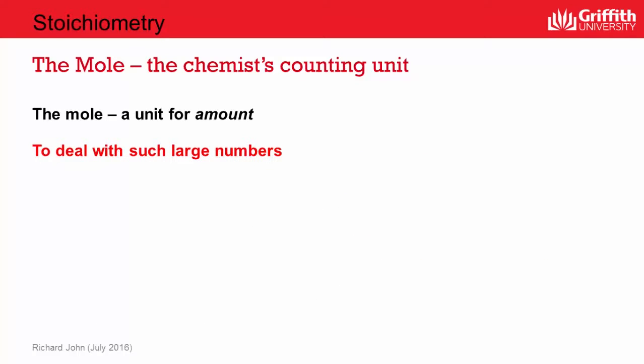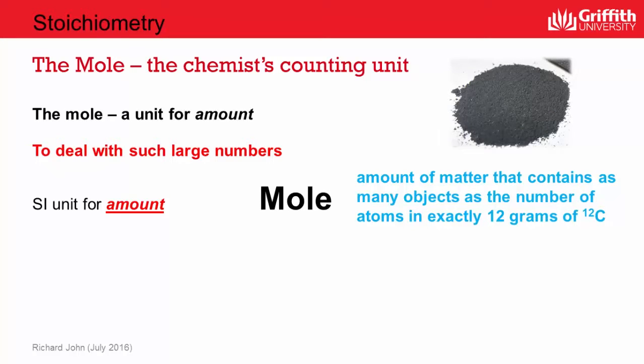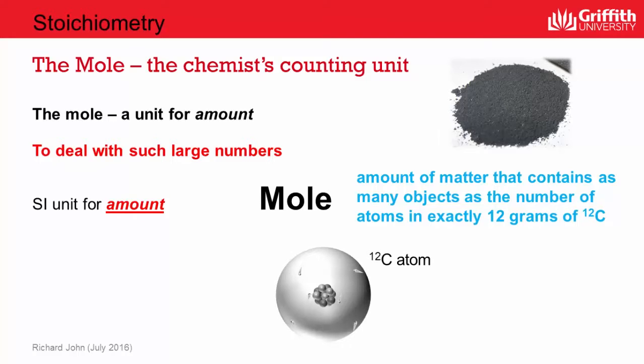So to deal with such large numbers of atoms, molecules and ions, we introduce the SI unit for amount called the mole. Now, the technical definition of a mole is the amount of matter that contains as many objects as the number of atoms in exactly 12 grams of carbon-12. It's not a coincidence that the definition of the mole is linked to the carbon-12 isotope, in the same way that our definition of atomic mass units was also linked to the carbon-12 isotope. And we'll see in subsequent videos how that link arises.